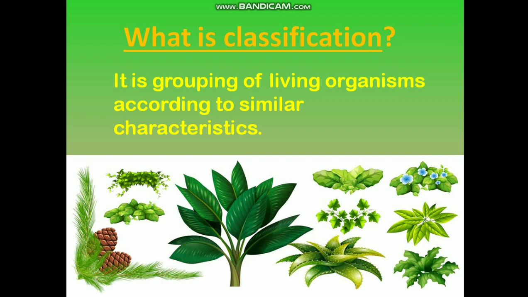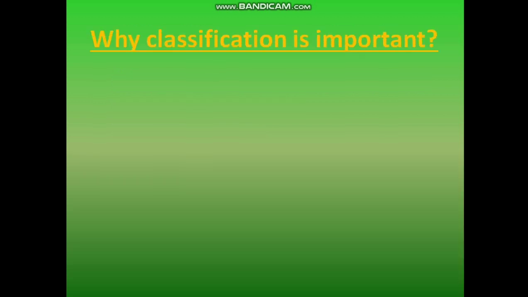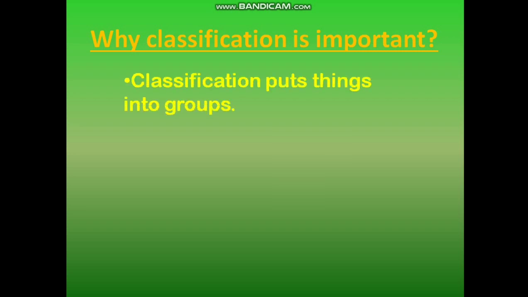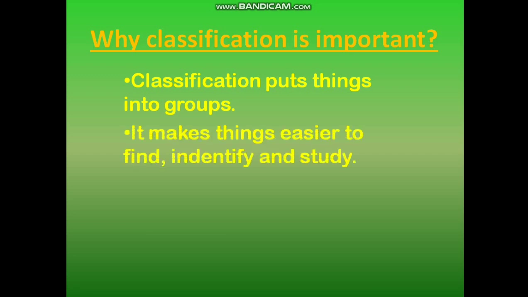It is grouping of living organisms according to their similar characteristics. Why is classification important? Classification puts things into groups. It makes things easier to find, identify, and study.